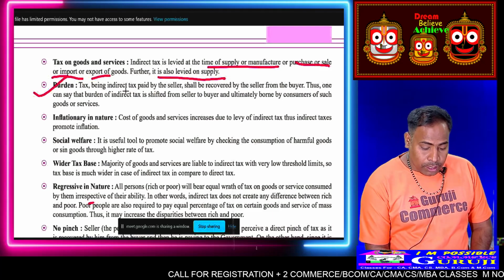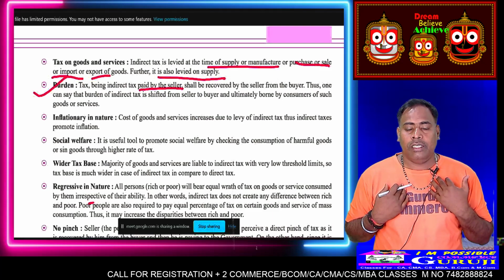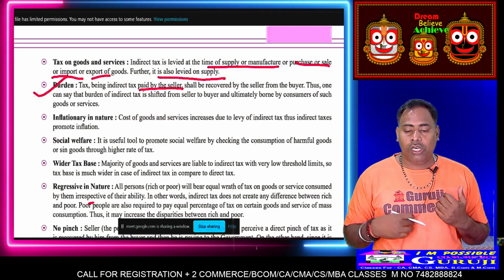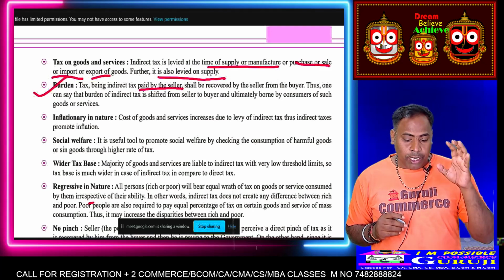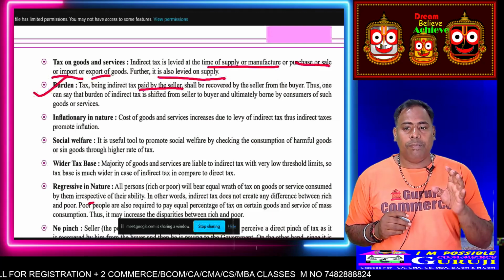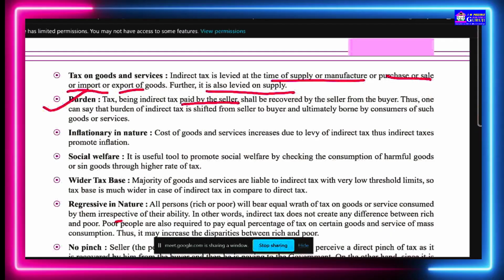The burden of taxation: indirect tax is paid by the seller. The seller collects the tax from the buyer, or you can say the ultimate consumer, and has to pay the tax to the government. So the burden is borne by the customer. Indirect tax paid by the seller shall be recovered from the buyer. Thus one can say that the burden of indirect taxation is shifted from the seller to the buyer. Ultimate burden is on the consumer.